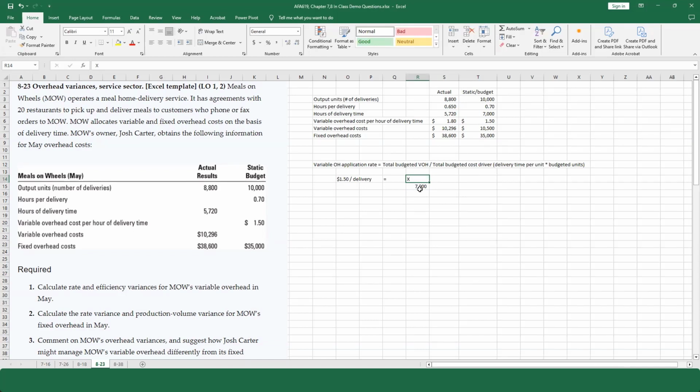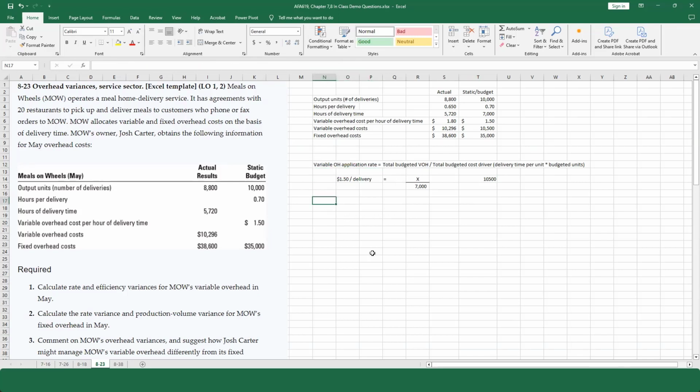So when I do that, I'm going to multiply both sides by 7,000. I'm just going to put a line under here. When I multiply both sides by 7,000, it's $1.50 multiplied by 7,000, which is equal to 10,500. So that's how I got the 10,500, by understanding exactly how the variable overhead application rate is calculated.